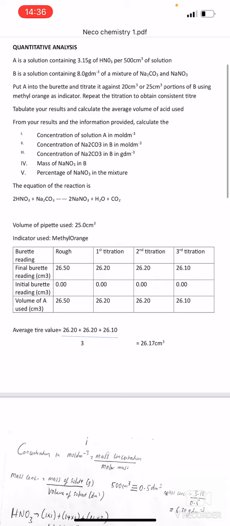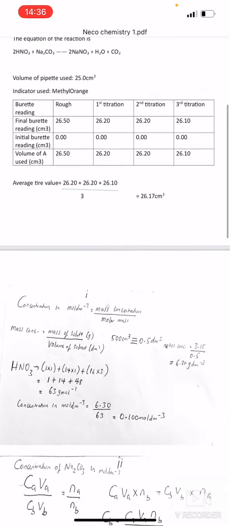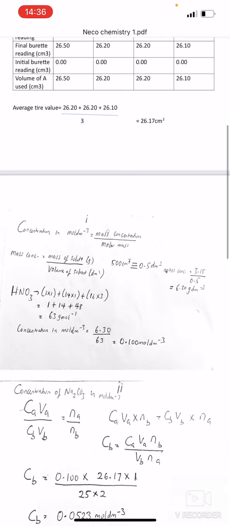If you look at solution A, it states here that it contains 3.15 gram of HNO3 by 500 cm cube of solution. So now look at that Roman figure 1, the solution. We should know something, that this formula, that concentration in mole per dm cube is equal to mass concentration over molar mass. Concentration in mole per dm cube is also called the molar concentration or molarity. And then mass concentration is also the concentration in gram per dm cube.